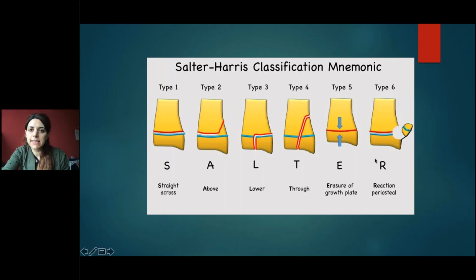And the type 6 that, as I said, a lot of authors omit, there is a chip of the bone that includes the periosteum, and that chip needs to go through the growth plate. Otherwise, they wouldn't be Salter-Harris. They would be different types of avulsion or different types of fractures.